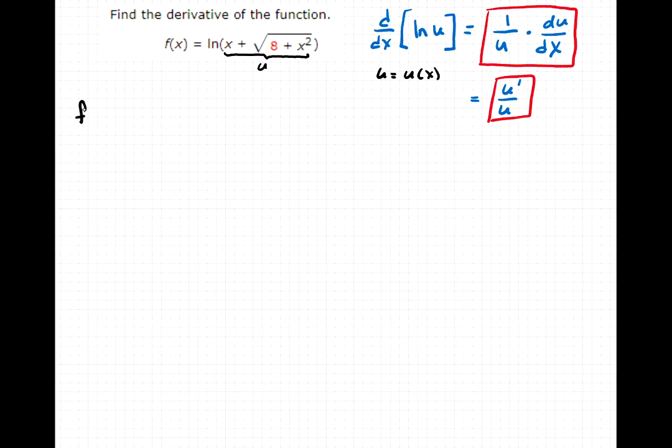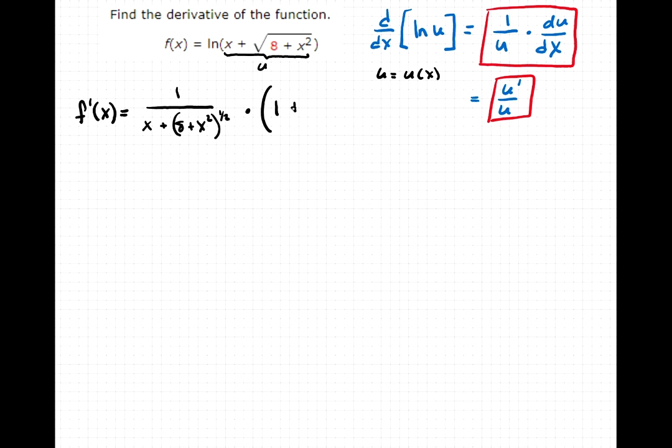So f prime of x should be 1 over u, 1 over x plus, and I don't like the square root sign, let's use the 1/2 power, 8 plus x squared to the 1/2 power. Okay, that's our 1 over u. And multiply that by the derivative of u. So that's the derivative of x, which is 1.